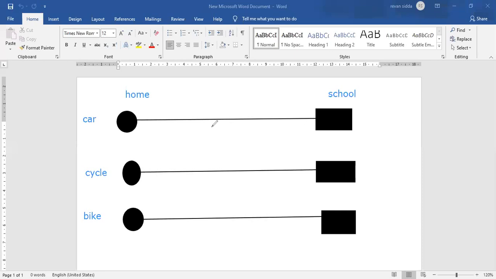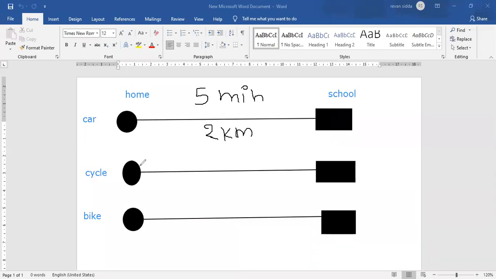Suppose we consider the distance from home to school to be 2 kilometers. The distance from your house to school is 2 kilometers, and you have taken around 5 minutes to ride the car from your home to school. So you have covered 2 kilometers in 5 minutes.